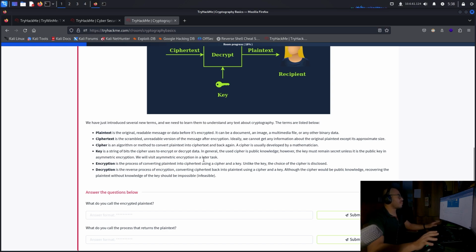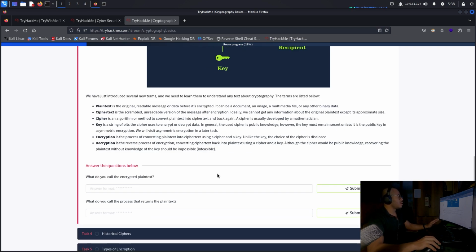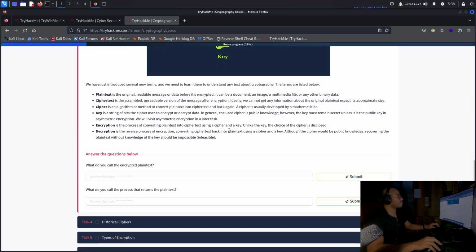Cipher is an algorithm or method to convert plaintext into ciphertext and back again. A cipher is usually developed by a mathematician. Key is a string of bits the cipher uses to encrypt or decrypt data. In general, the used cipher is public knowledge. However, the key must remain secret unless it is the public key in asymmetric encryption. We will visit asymmetric encryption in a later task.